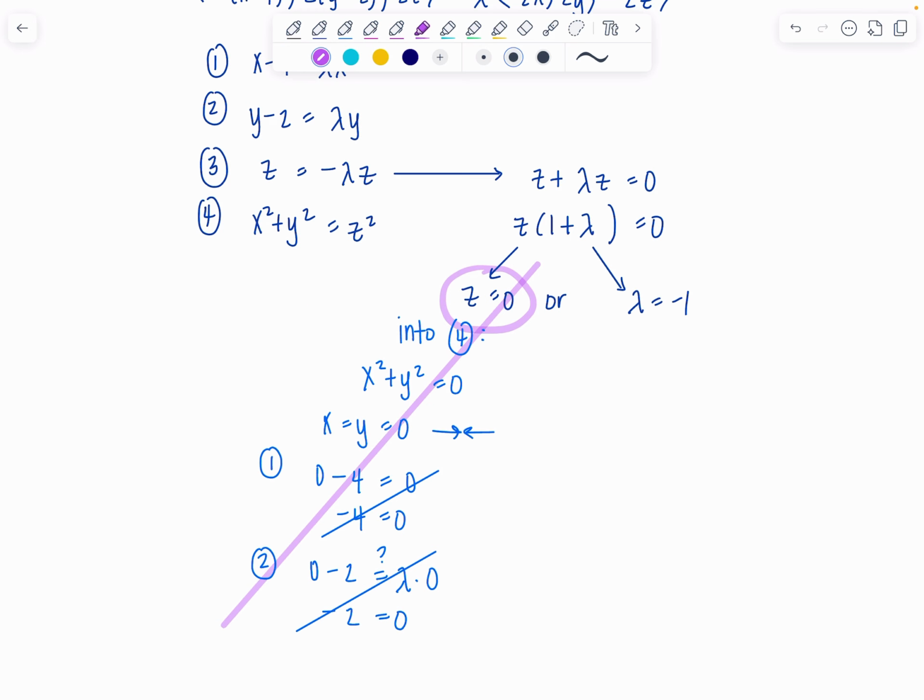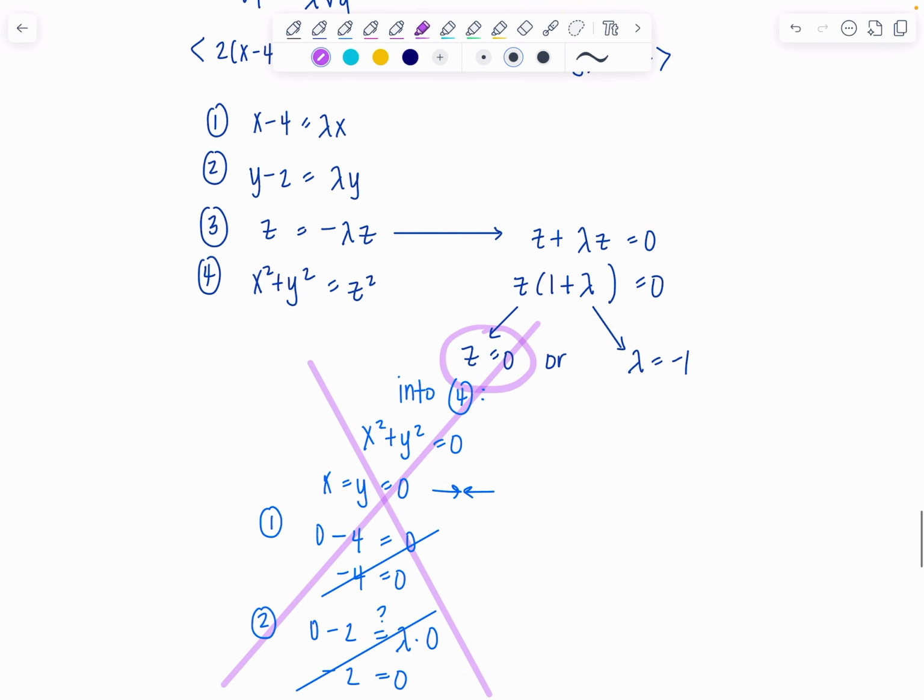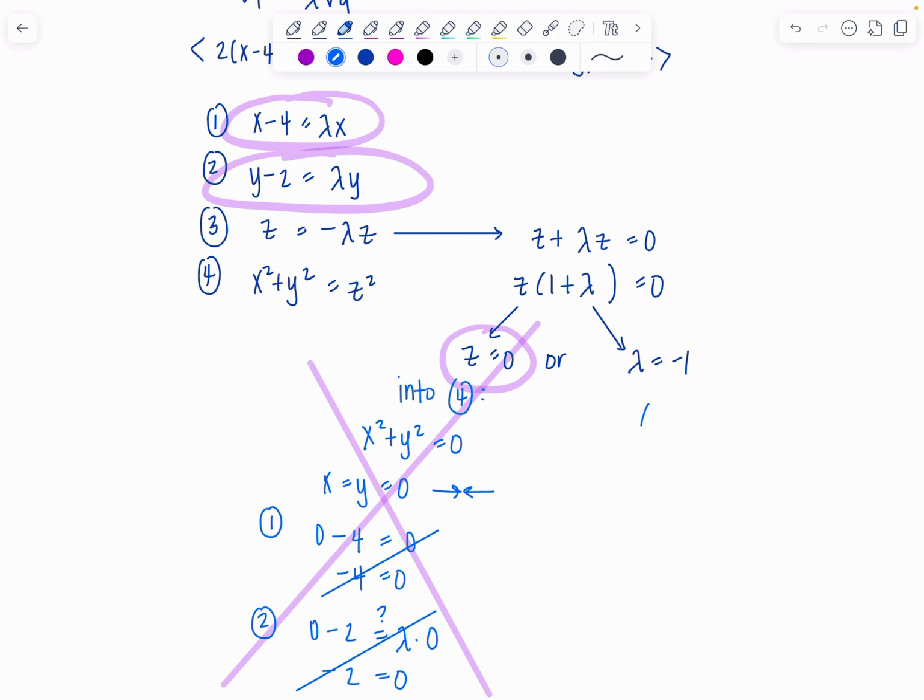Don't feel badly when this happens. This means you're getting good info. We're getting somewhere. What does this mean? It means lambda's negative 1. Hooray. So from there, I can go get x and y, can't I? Yes. Okay. So x minus 4 equals negative 1 times x. Perfect. So 2x equals 4. x is 2. Cute. And that's from equation 1.